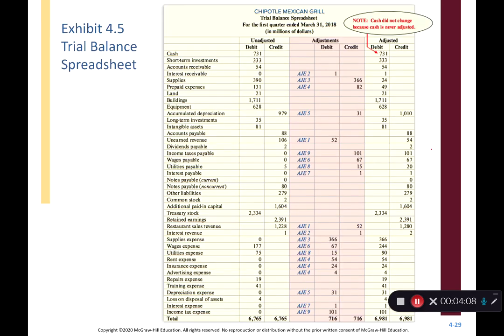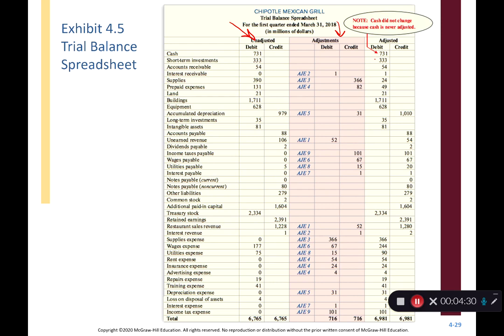So here's a trial balance for Chipotle. We had our unadjusted balances. This comes from Chapter 2 and 3 work, and then all the various adjustments that we went over in the previous part of the lecture series are all recorded here, which provides us with the ending balances in each of the accounts, known as the adjusted balances.